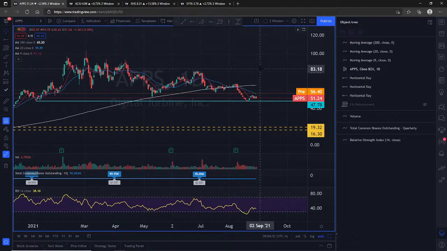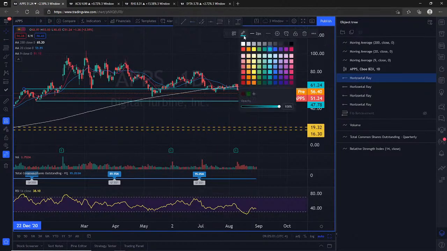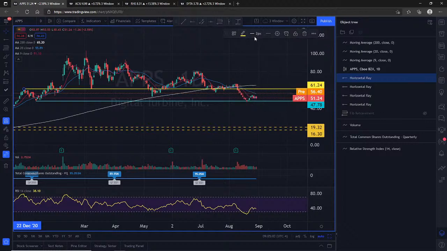Pardon me. Let's see. Then there's this top over here. I'm gonna make that one a dashed line. So that's a resistance. Today's resistance could be 61.24.